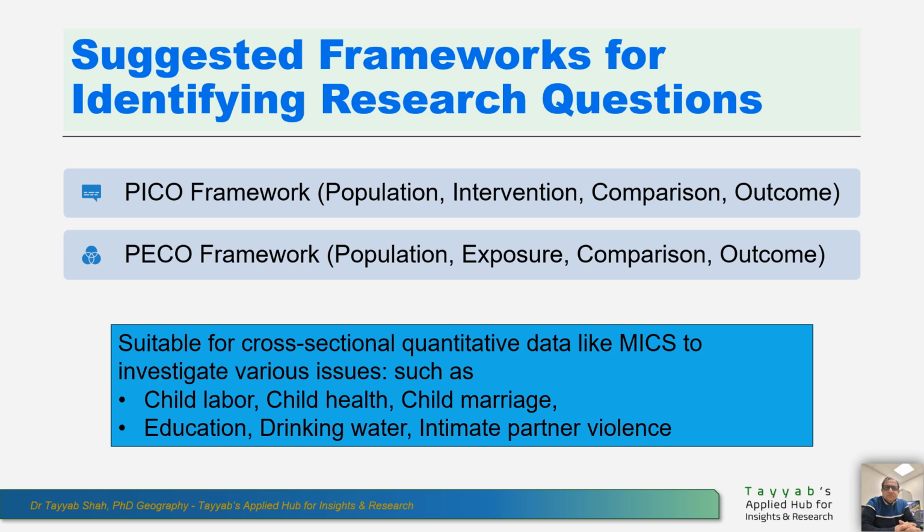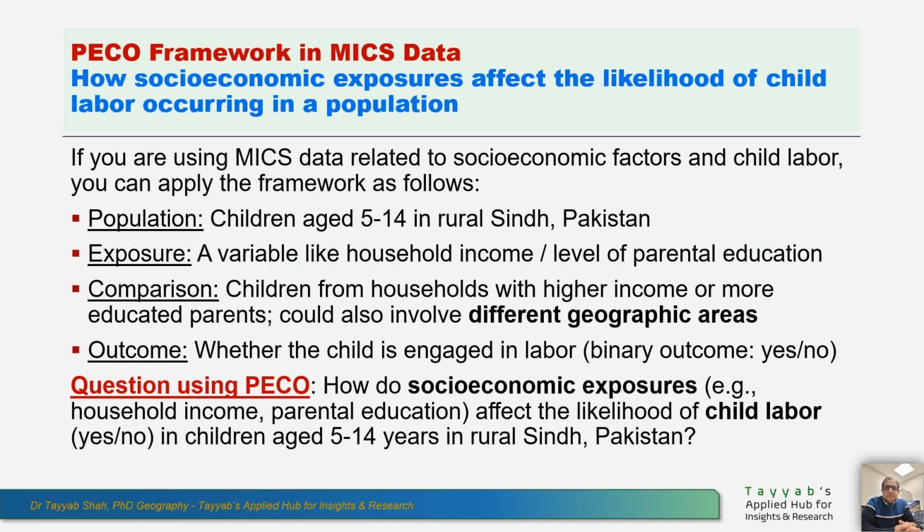So I'm going to explain one of the situations where, let's suppose, you want to think about child labor and some socioeconomic exposure. So let's see how socioeconomic exposure affects the likelihood of child labor occurring in a population. So this is the kind of thing you start thinking about, and I want to see how it fits in that framework.